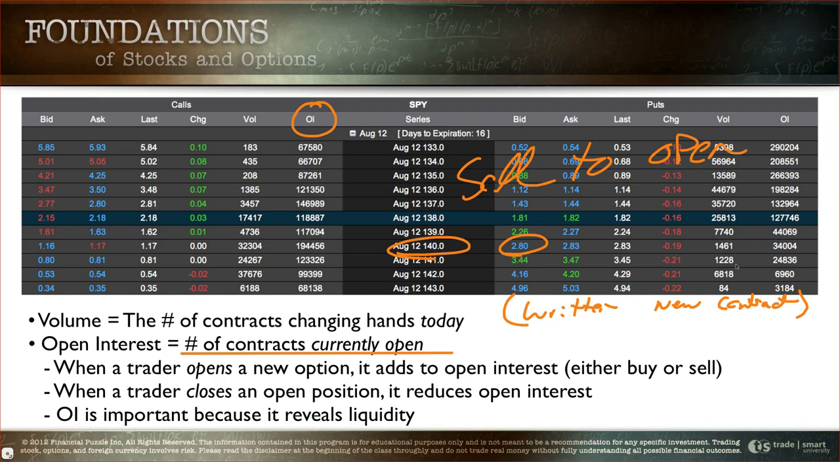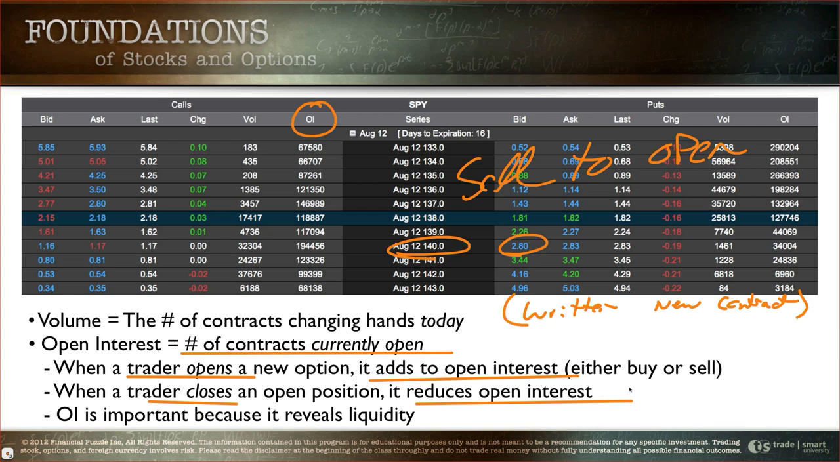That adds to the open interest. When a trader opens a new contract, it adds to the open interest. Whenever a trader closes a contract, it reduces the open interest. Open interest is not a measurement, again, I'll say it, it's not a measurement of buying and closing. It is a measurement of open contracts on the market. The number of open contracts on the market. Okay, so that's what open interest is.